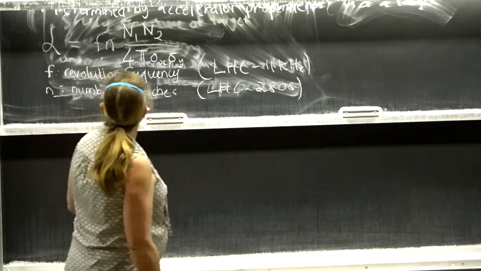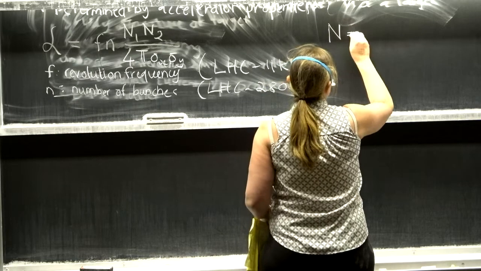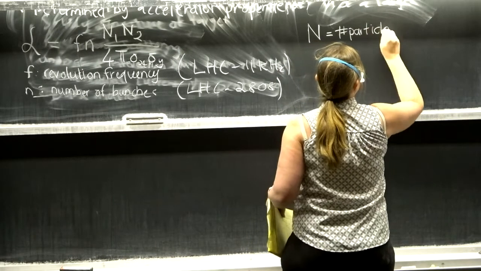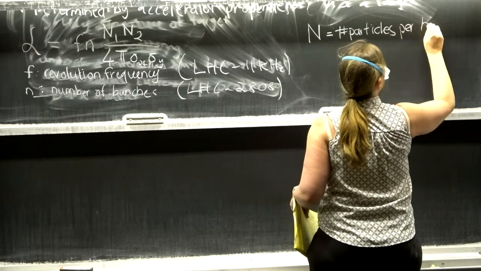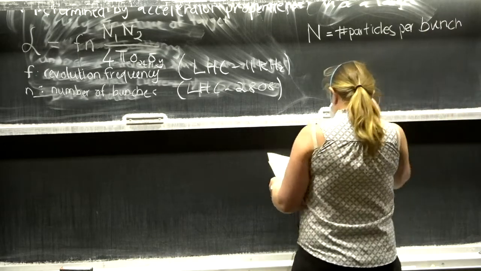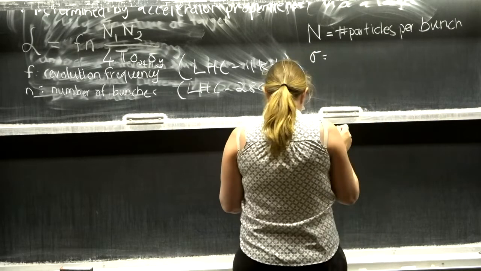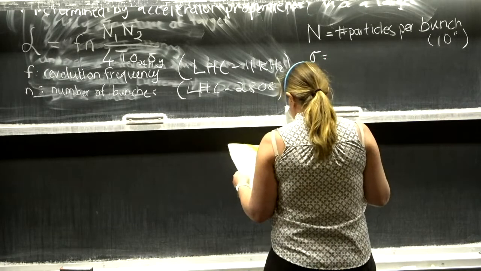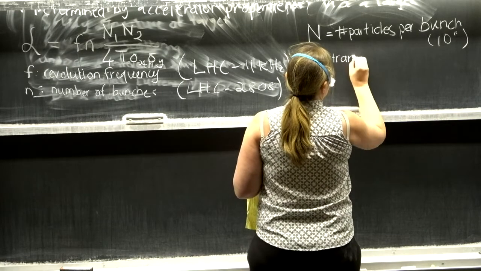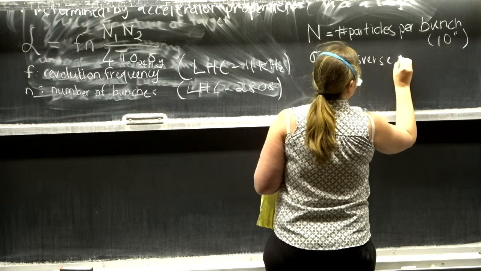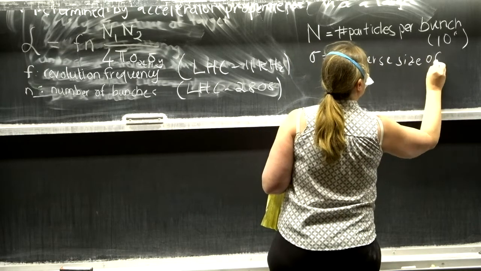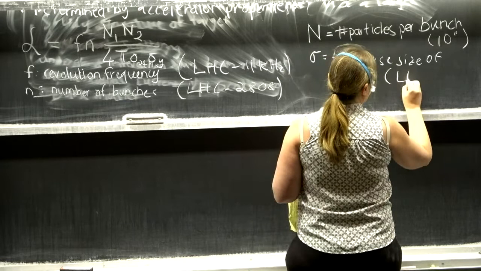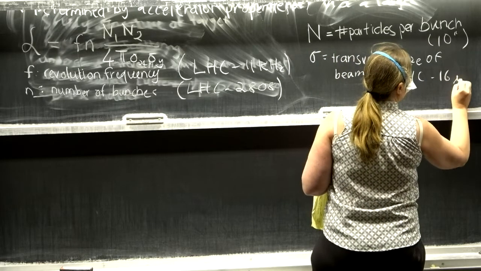So I have the number of bunches. Then big N is going to be the number of particles per bunch. And then finally, the second sigma, confusingly enough, sorry, that's the 10 to the 11, which I already mentioned. The second sigma is going to be the transverse size of the beam. And for the LHC, this is going to be 16 microns.